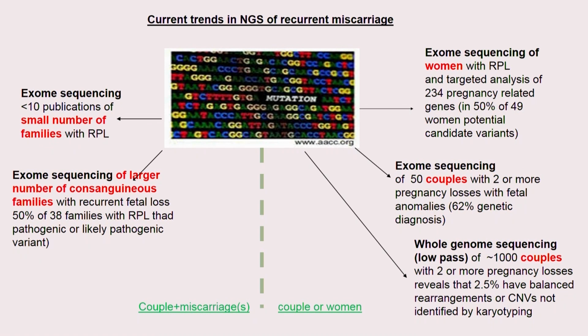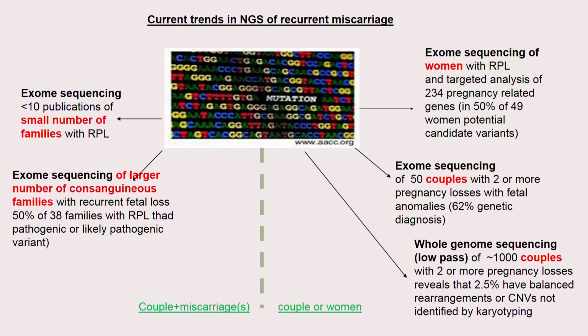So on the left side of this slide, you see that there are probably less than 10 publications where specifically one would sequence a small number or a single family with recurrent pregnancy loss. And typically these would be somewhat later losses with some phenotype. And then there were also a few studies where a larger number of consanguineous families that had recurrent fetal loss had exome sequencing, and it was reported that 50% of those had a pathogenic or likely pathogenic variant.